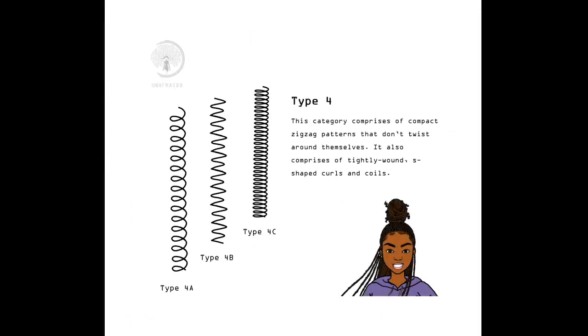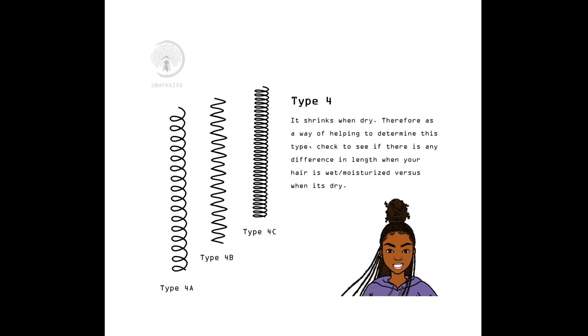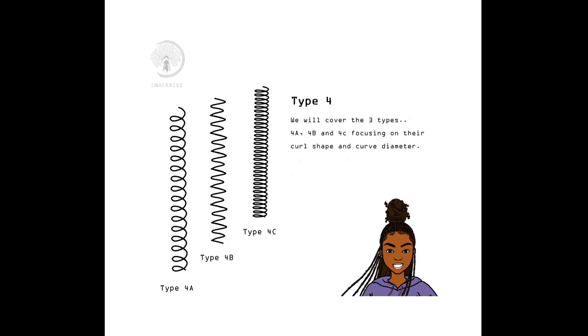Type 4. This category comprises compact zigzag patterns that don't twist around themselves. It also comprises tightly wound S-shaped curls and coils. It shrinks when dry, therefore, as a way of helping to determine this type, check to see if there is any difference in length when the hair is wet or moisturized versus when it's dry. This hair type is the most fragile and prone to breakage, so extra moisturization and using products that increase hair strength is important. We will cover the three types, 4A, 4B, and 4C, focusing on their curl shape and curve diameter.